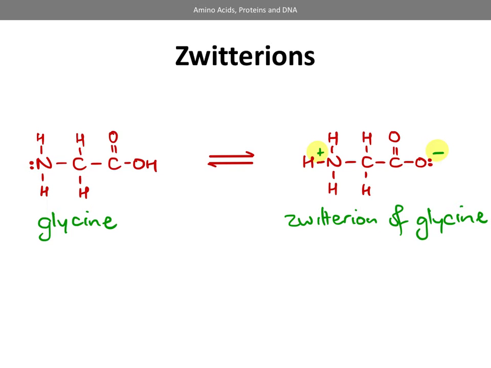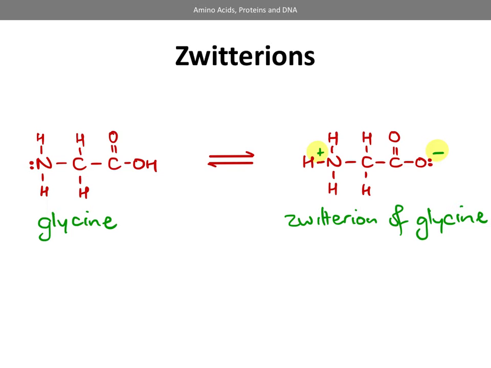Now this explains what at first glance might have been a surprising property of amino acids, and that is that they have relatively high melting points. And the reason they have relatively high melting points is because of these zwitterions. We now have a strong electrostatic attraction between oppositely charged parts of the ion, and that accounts for those relatively high melting points.